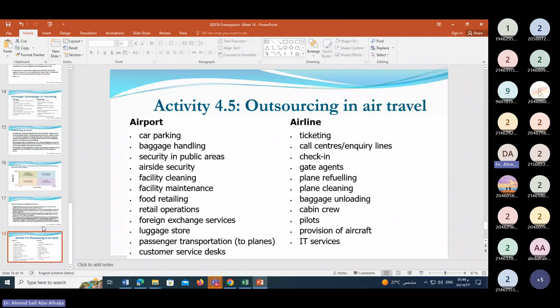This is outsourcing in air travel. Like we said, we have companies for car parking, companies for baggage handling, some companies for cleaning the airport, some outsourcing regarding security in public areas, and many other things: luggage store, passenger transportation, the shops, retail operations, food retailing, ticketing, check-in. Different things can be done by outsourcing. So some other companies will do it for you by having a specific contract. Okay, that's the outsourcing.